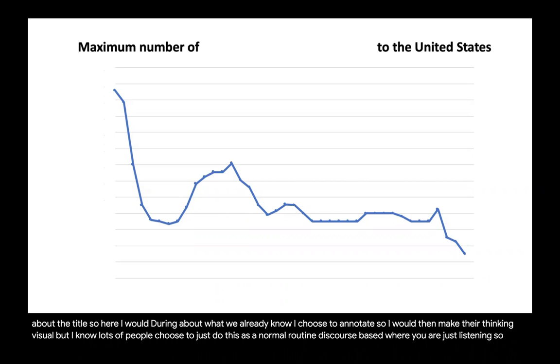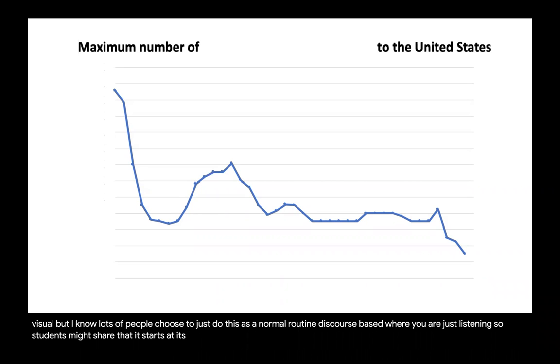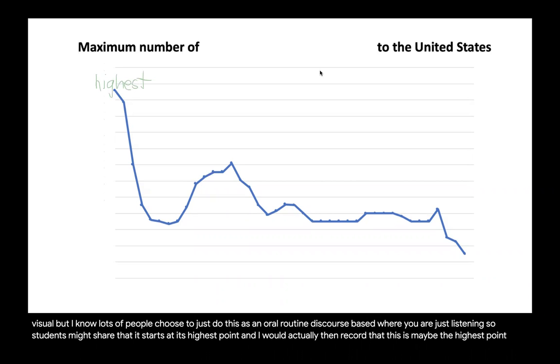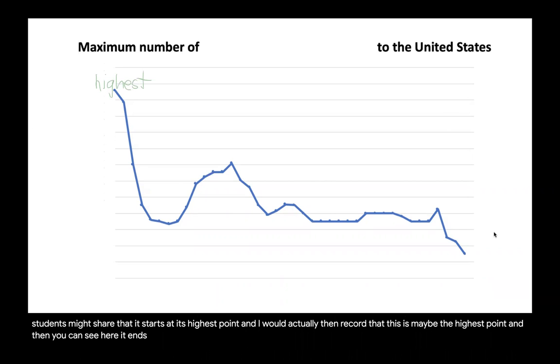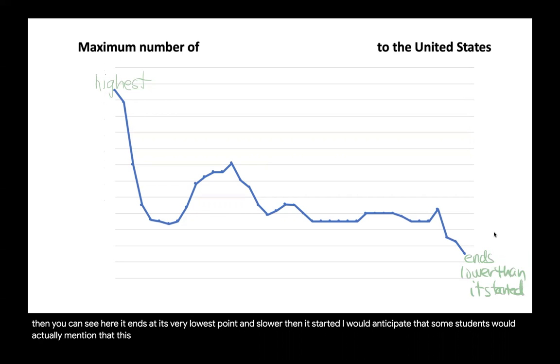So students might share that it starts at its highest point. And I would actually then record that this is maybe the highest point. And then you can see here it ends at its very lowest point, ends lower than it started. I would anticipate that some students would actually mention that this reminds them of a roller coaster, that it's going down and then up and then down and then up.